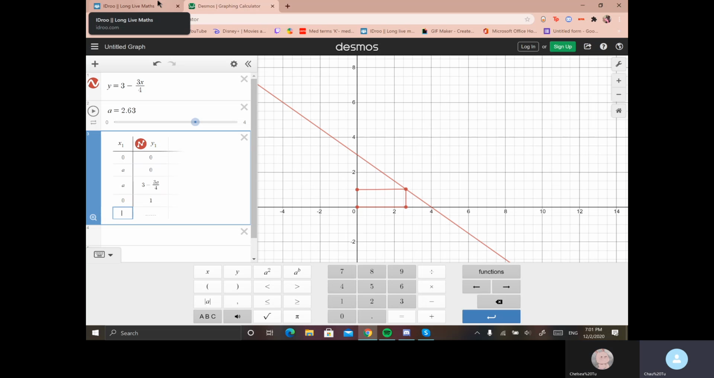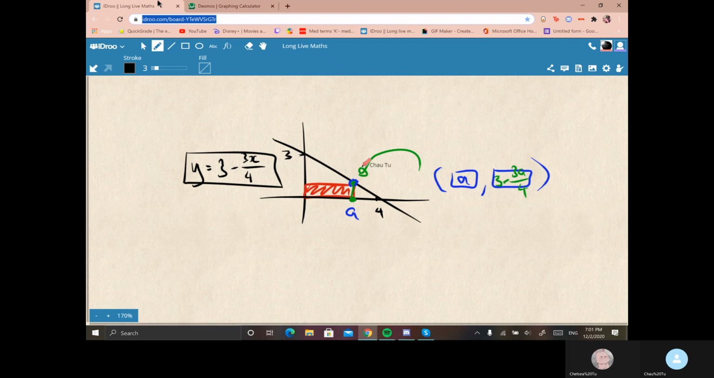Jump back to iDrew. You know, if A is right here, Chelsea, then you would jump to the line, wouldn't you? And that height there would be a lot higher than this height here. Do you agree? Yes. So therefore, this height would have changed. So basically, the height depends on A. So as you slide forward, the height changes, right?